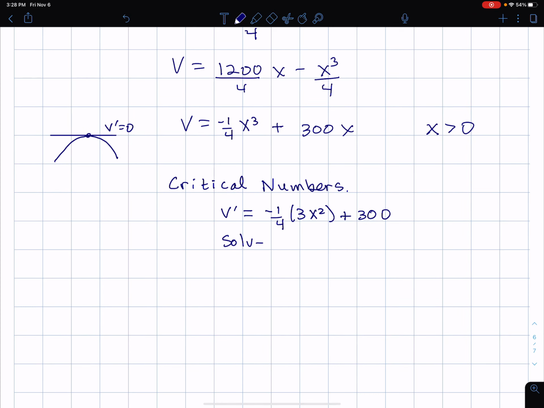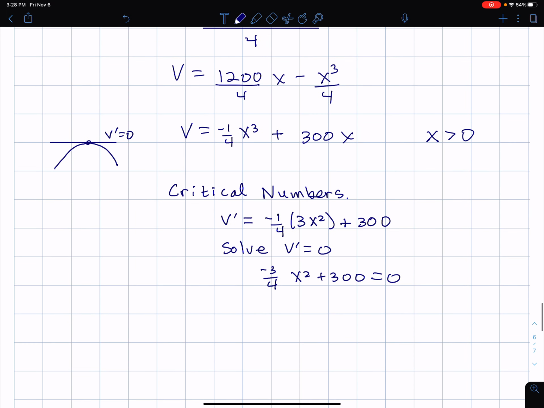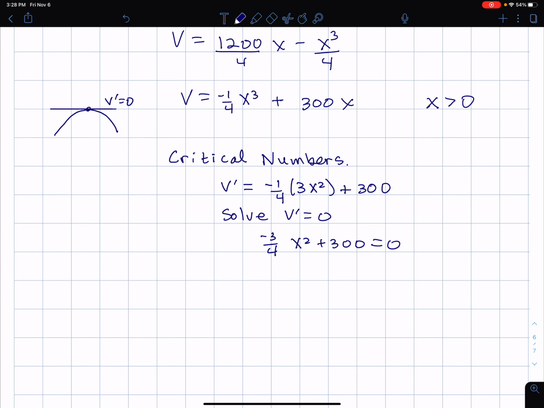And solve v prime equals 0. I don't think each of the pieces is difficult. I'm not saying it's easy. What I think is difficult is the overall setting everything up, and then, I'll show you, avoiding little mistakes here and there. Okay, I'm going to solve for x squared.